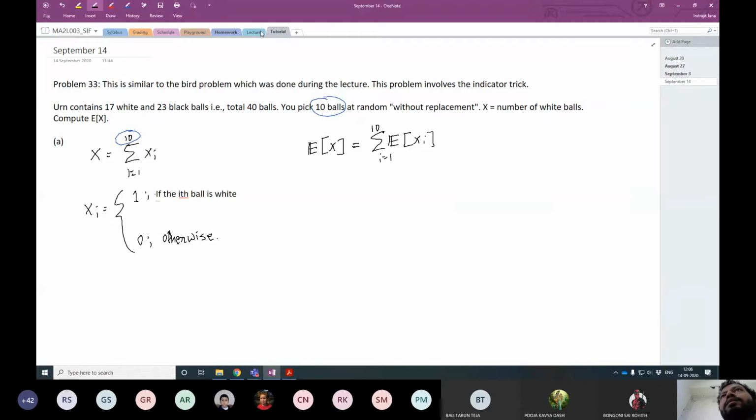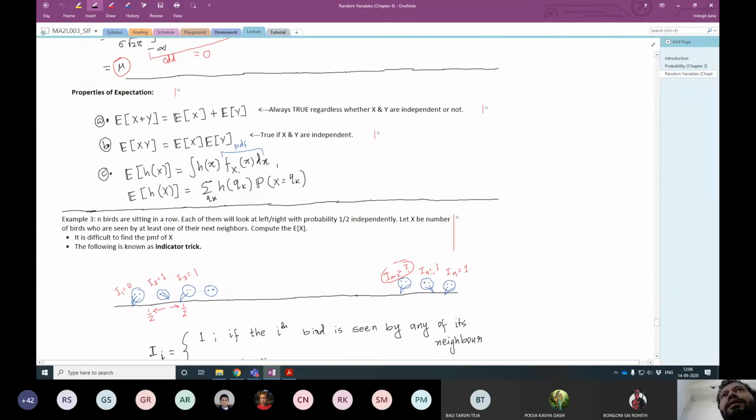Once again, from the last lecture, that was the main point of this indicator trick, that expectation of X plus Y is expectation of X plus expectation of Y. And this is always true regardless of whether X and Y are independent or not. In fact, in the board problem, the random variables were not independent, but still you can use it.